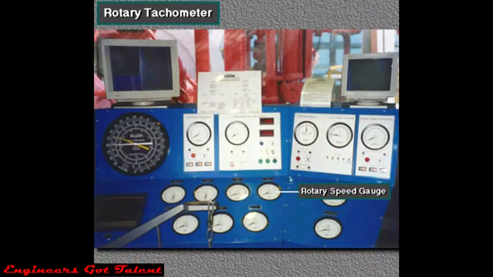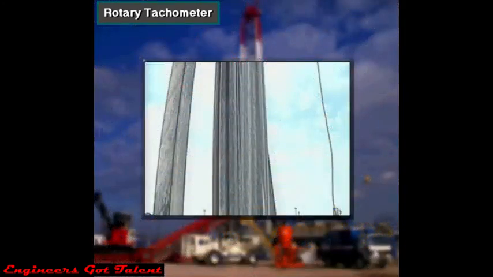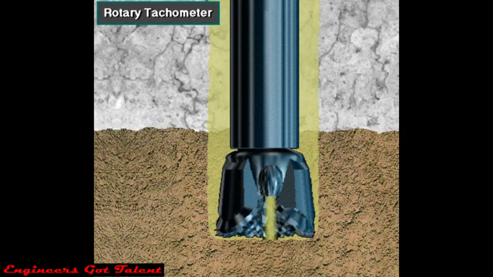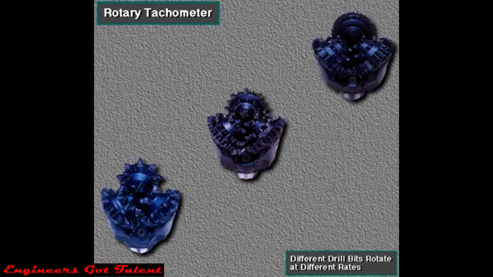The rotary tachometer shows the revolutions per minute, or RPM, of the rotary table or top drive unit. Drillers monitor rotary RPM because they need to know the rate the bit is turning. Different bits rotate at different RPMs. RPM ranges for a bit are specified by the manufacturer.